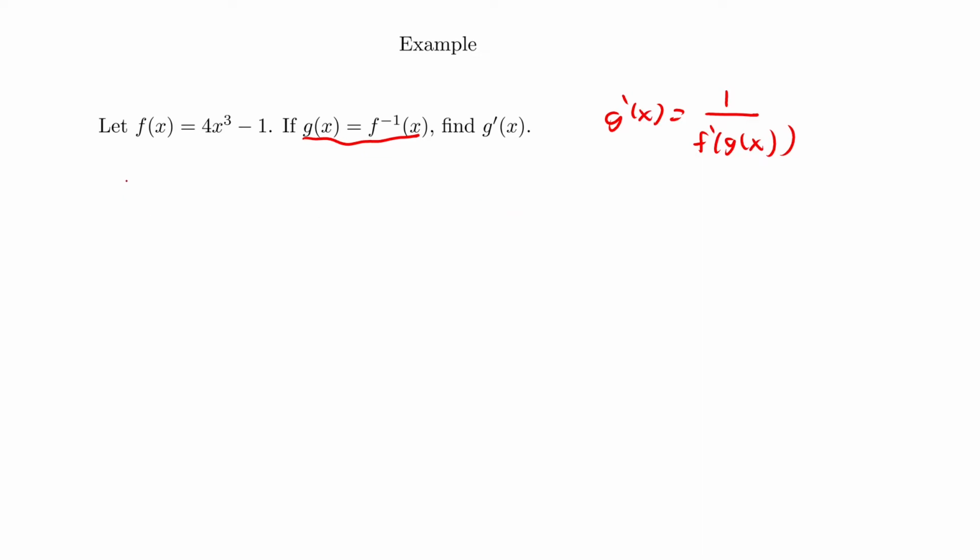So we need to know a couple things here in order to apply this formula. First, we need to find f prime of x. f prime of x is just the derivative of f of x, which is going to be equal to 12x squared. And then we also need to find g of x in order to make this work. Remember, g of x is the inverse.